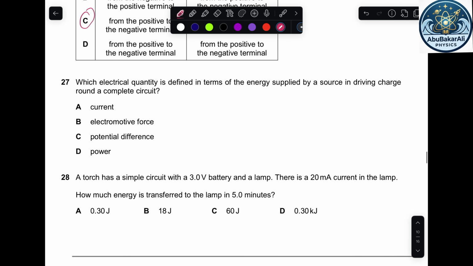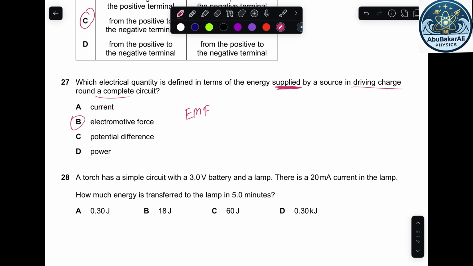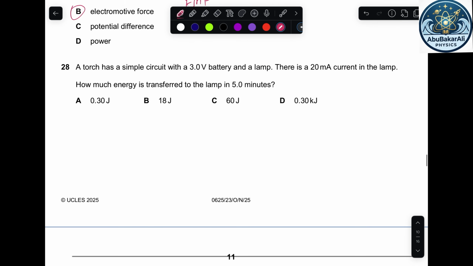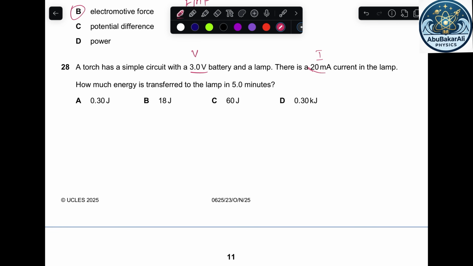27. Which electrical quantity is defined in terms of the energy supplied by a source in driving charge around a complete circuit? It's EMF. EMF provides the energy per unit charge. It is also mentioned by 'supplied'. Supplied is by the source, by the battery, that is EMF. Question 28. A torch has a simple circuit with a battery of this voltage and a lamp. There is a 20 milliampere current in the lamp. How much energy is transferred to the lamp in 5 minutes?